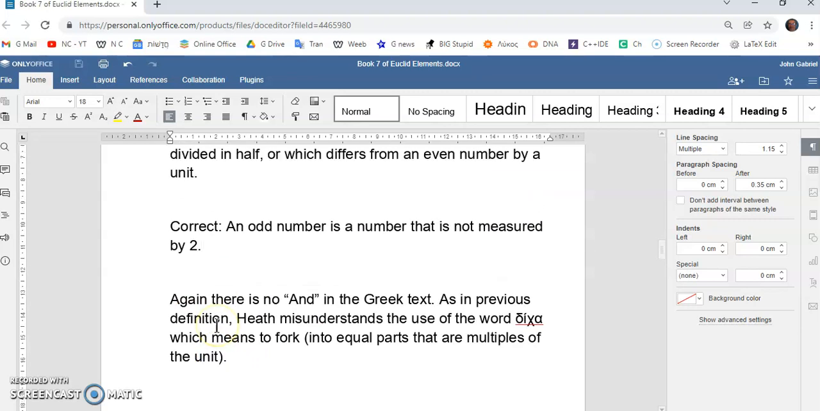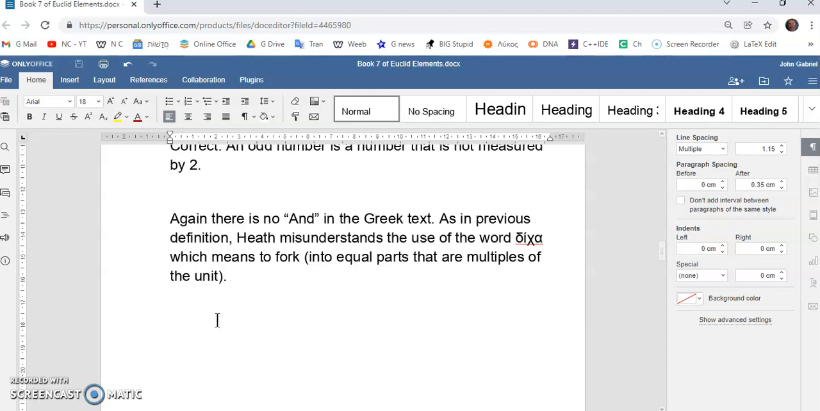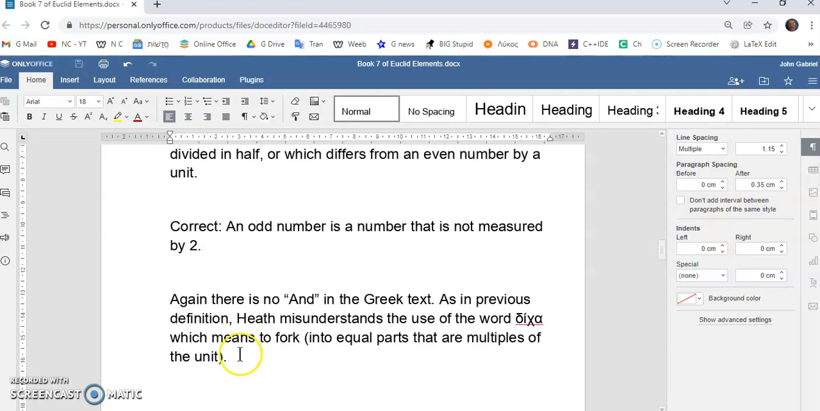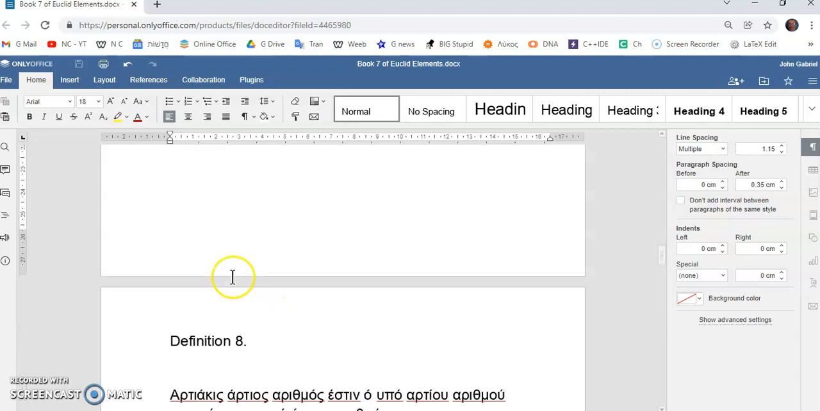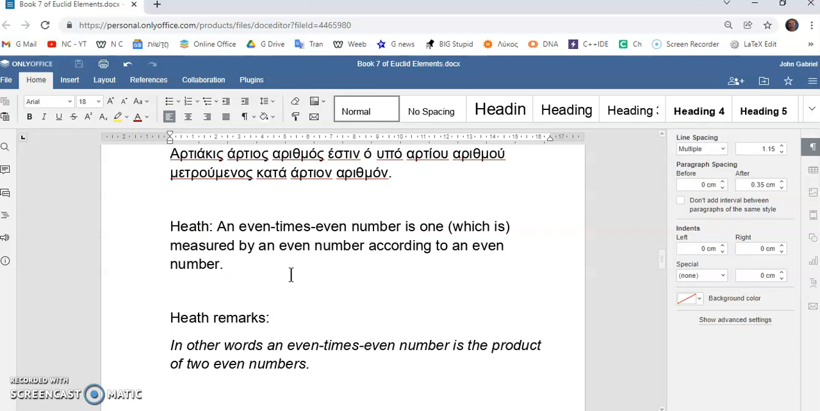So I'm making these notes as I'm going along with you, so that ultimately when I revise this document, once we finish Book 7, I'll upload a free version for you to have all the definitions and propositions in one place altogether. All right, so that was definition 7.